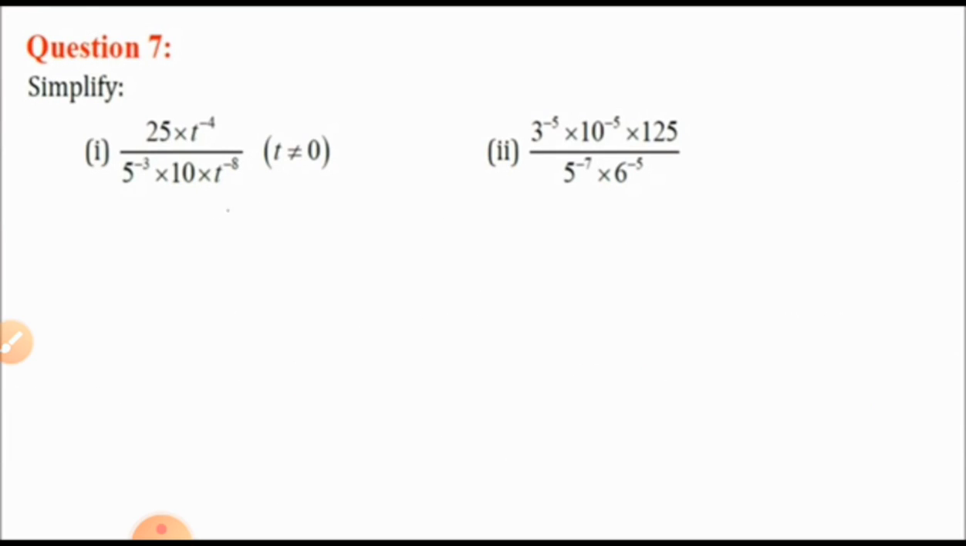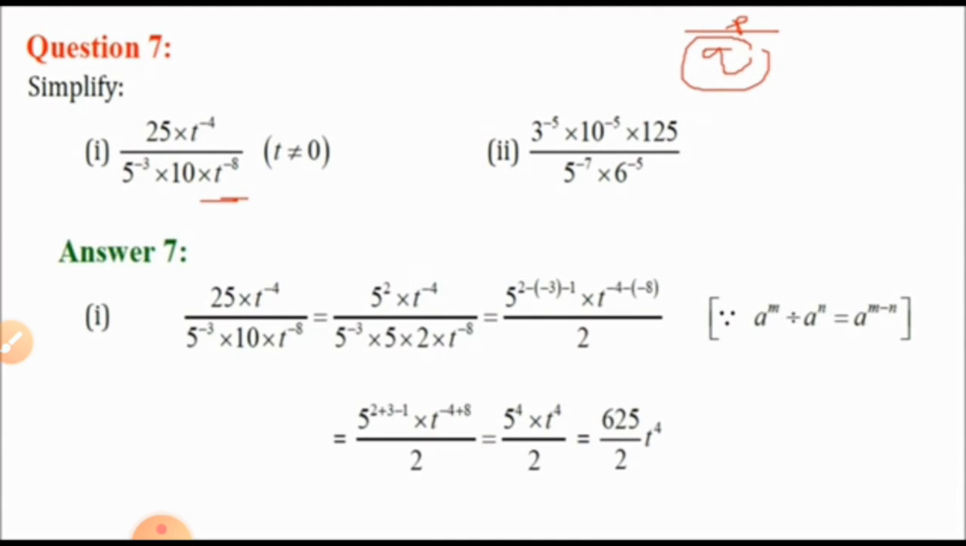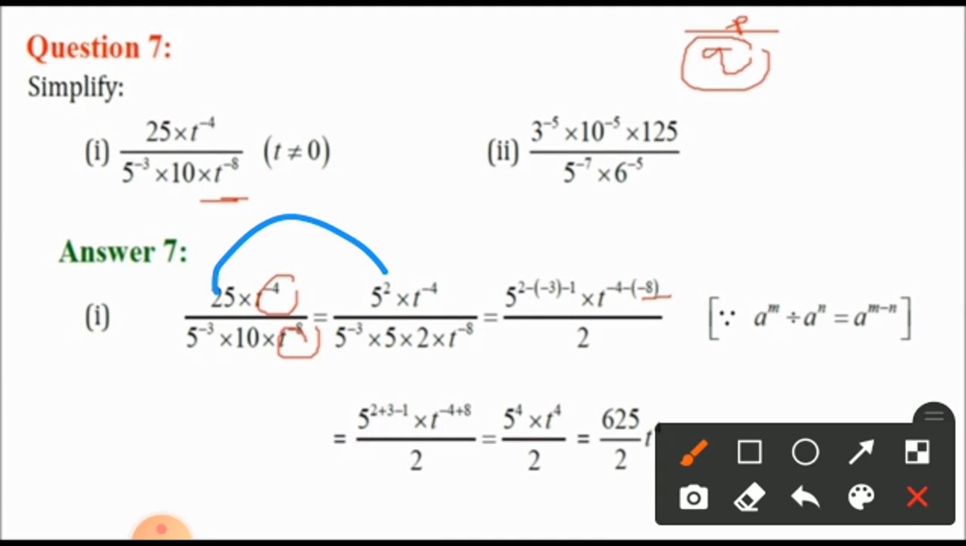Yes, question number 7. 25 into 2 raised to minus 4 upon 5 raised to minus 3 multiplied by 10 multiplied by t raised to minus 8. Beta, this is the form of p upon q. Yes, in place of 25, can we write 5 raised to 2? Why not? In place of 25 I wrote 5 raised to 2, and whatever the other things are there, and this 10 is equal to 5 into 2.